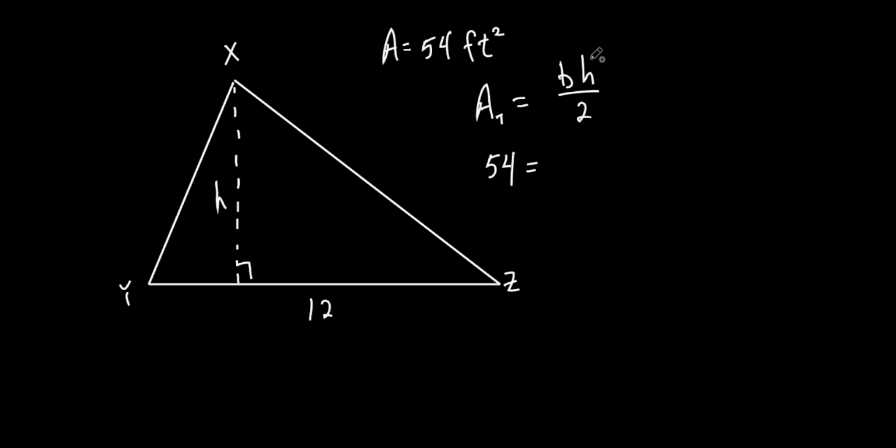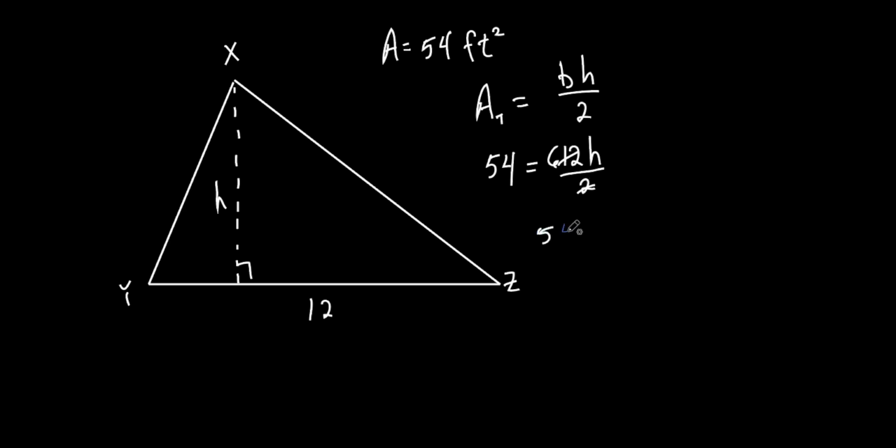Do I know the base? Yes, I know the base. What is it? It's 12. Do I know the height? Nope, so I just keep it h. That's my variable. But then what do I have to do to that? Divide it by what? 2. Can you do some algebra and solve for h? Yeah, it's really simple. What's 12 divided by 2? 6. How do I get rid of that 6 if it's 6 times h?